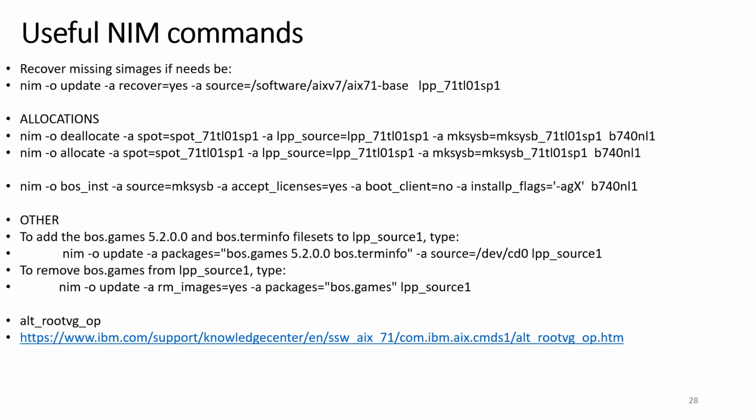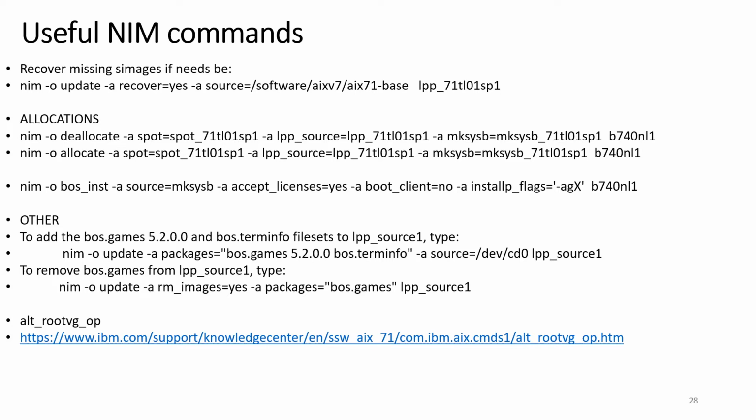There's a number of useful NIM commands. Occasionally, it's very rare, but occasionally an LPP source ends up with no simages flag, and that simages flag is what is needed to make a bootable image. So if you find that, and you can tell when you do the lsnim, then you need to run this nim update with recovery equals yes, point it at the source for the base, and it will actually take the LPP source and make sure that there is an simages. I haven't seen that flag missing for many, many years, but it's a little trick that's useful to know about.